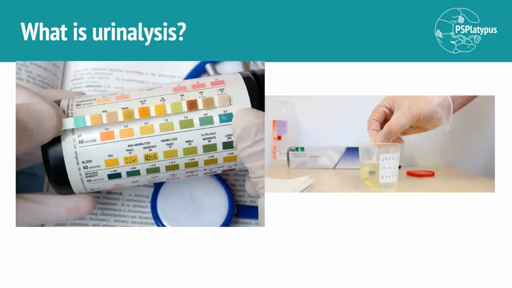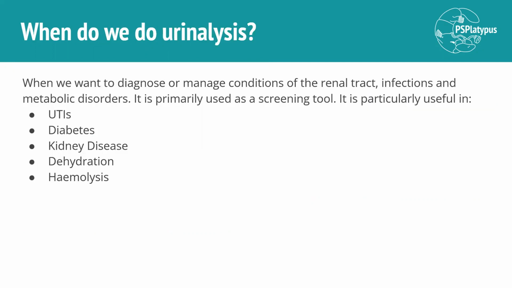So what is urinalysis? It's a simple bedside investigation that lets us have a look at the urine, essentially. We inspect the urine and also use a dipstick test, which can tell us the presence of certain markers in the urine. This is a cheap and easy test that's routinely performed in the hospital and is very useful in screening for certain conditions. So when do we do urinalysis?